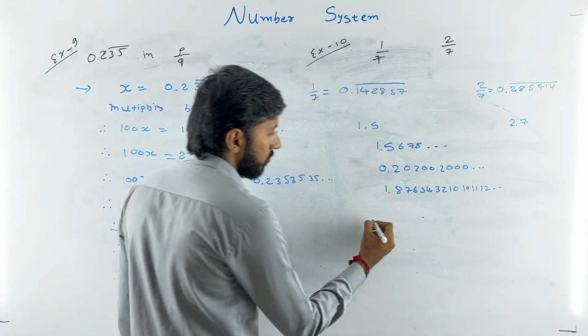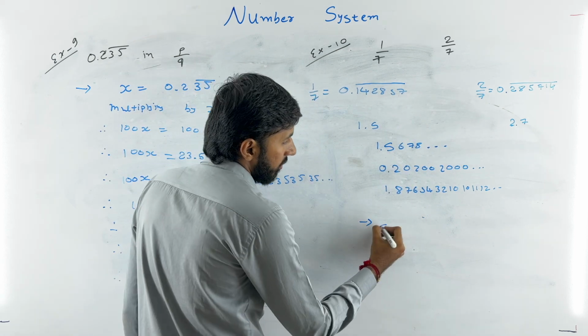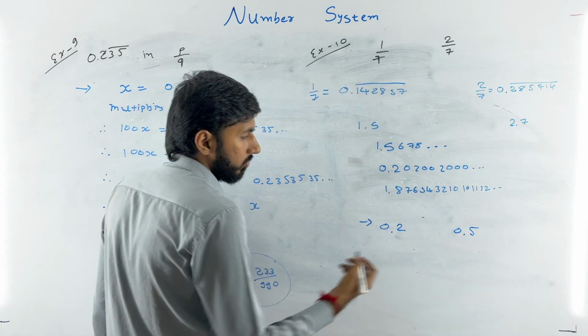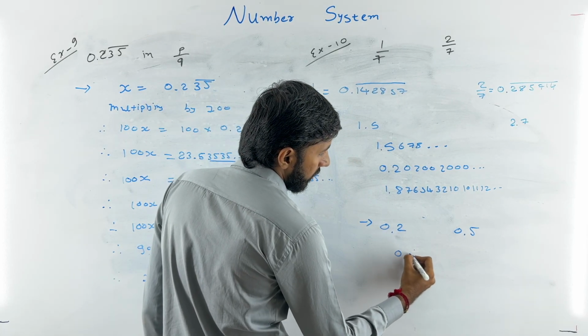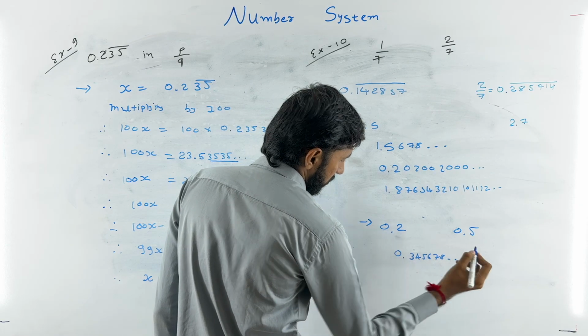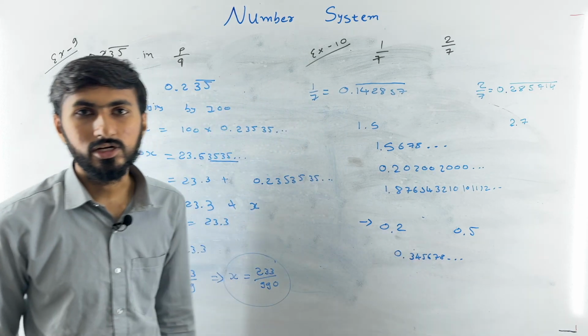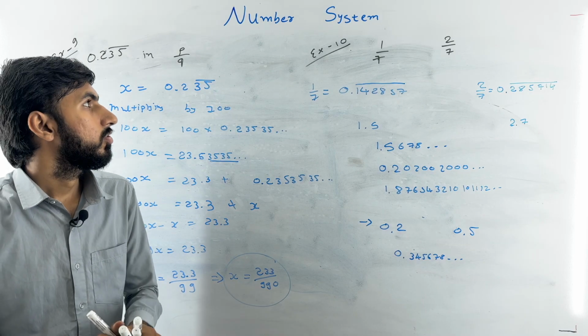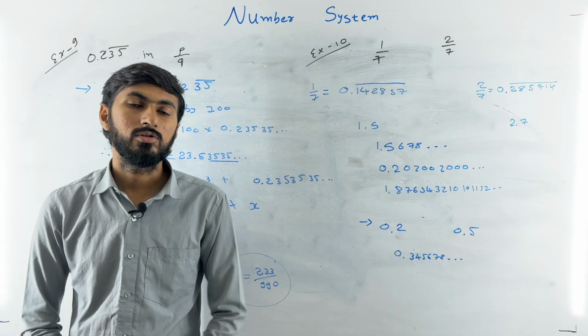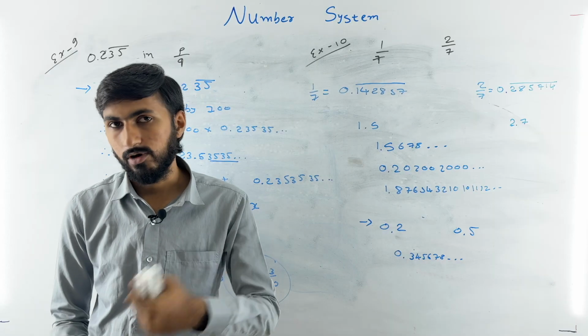So if someone asks you to write an irrational number between 0.2 and 0.5, what will you do? You will just write 0.345678. This is the simplest way to write any irrational number, right? So these are those examples. Now we will move on to exercise number 1.3, right?